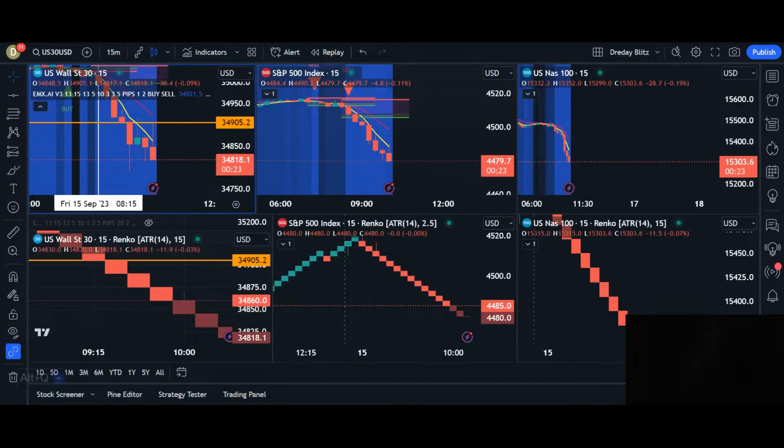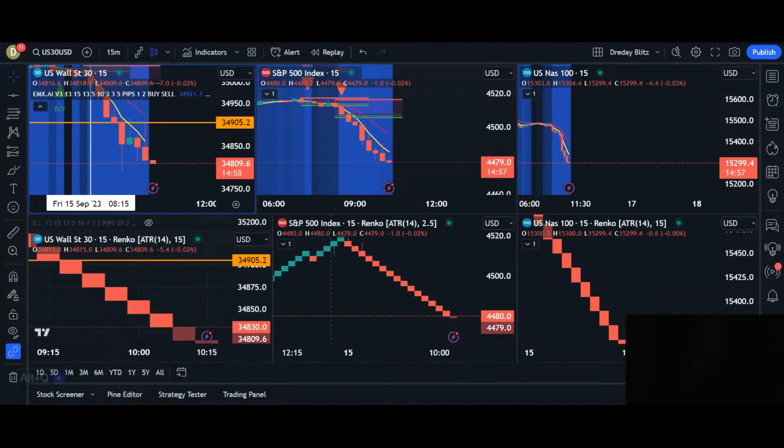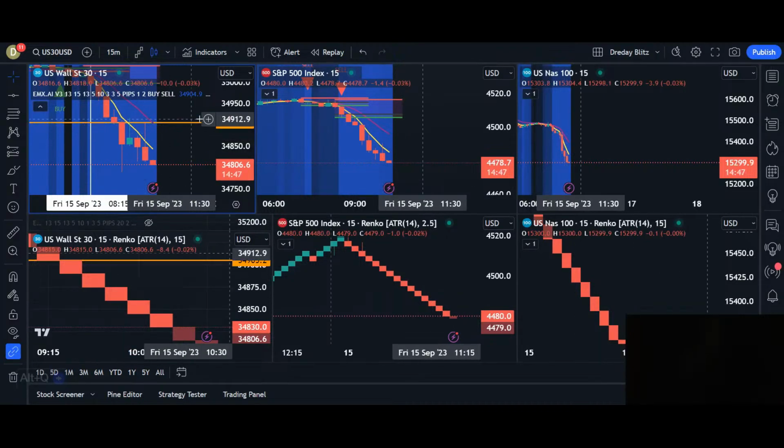So overall, we're still looking at the bearish movement here on the indices currently. So it's still falling. We had two signals here around 8:15 on US 30 and S&P 500. So we're looking for a down move overall. So 8:15, 9:15 here. So still pushing down. We are still pushing down.